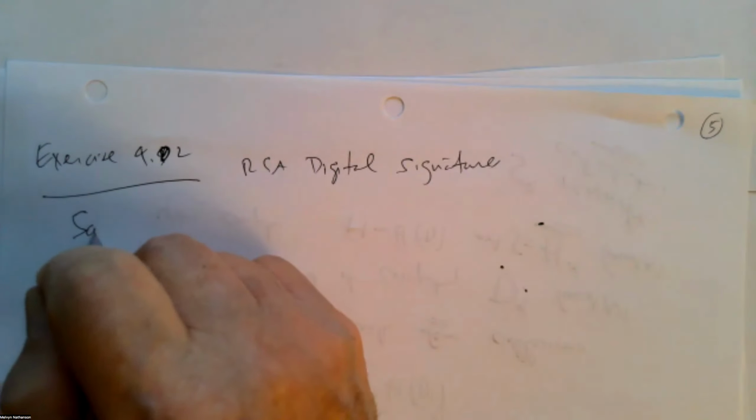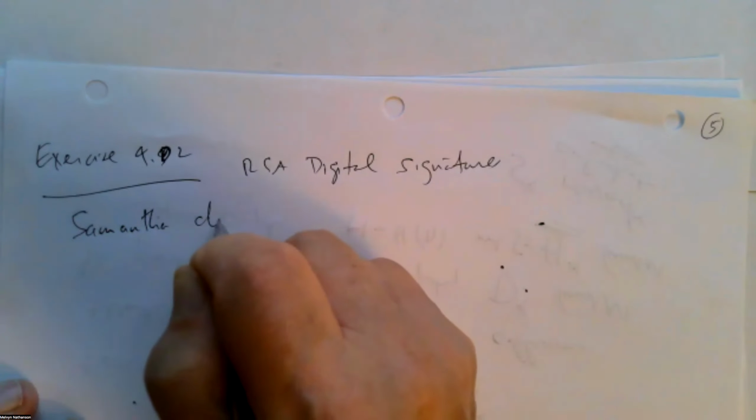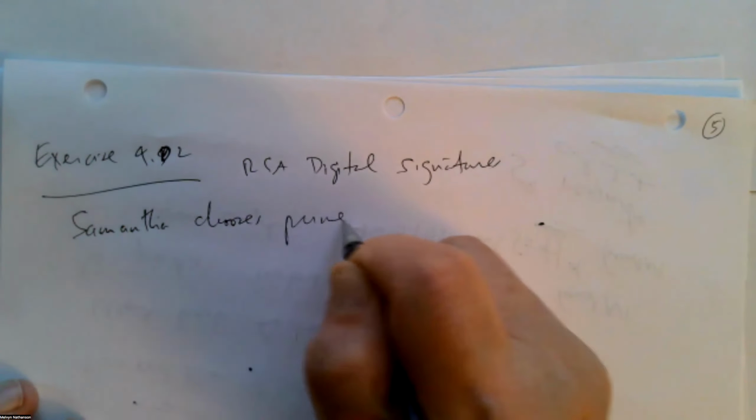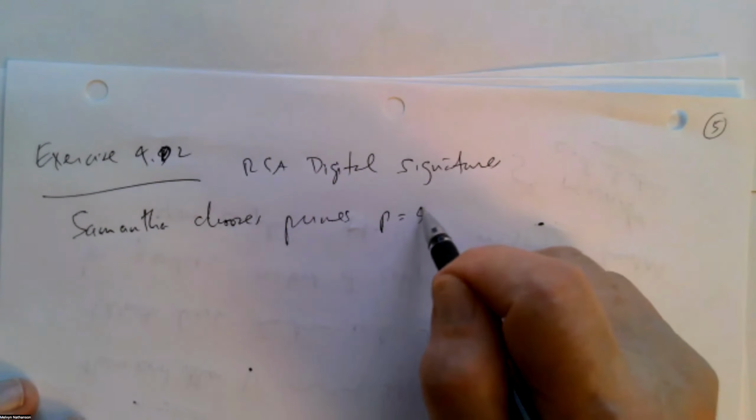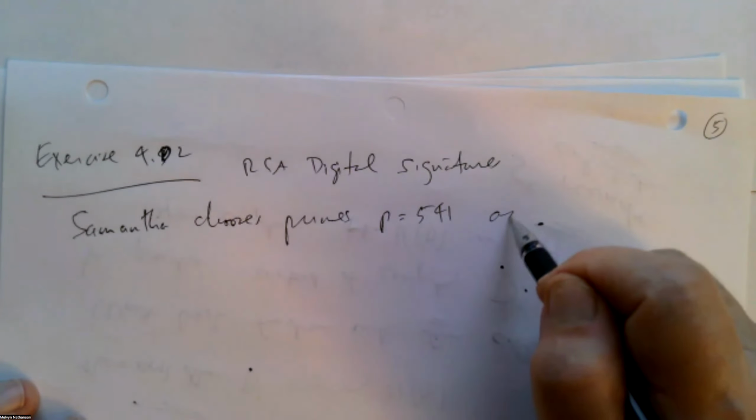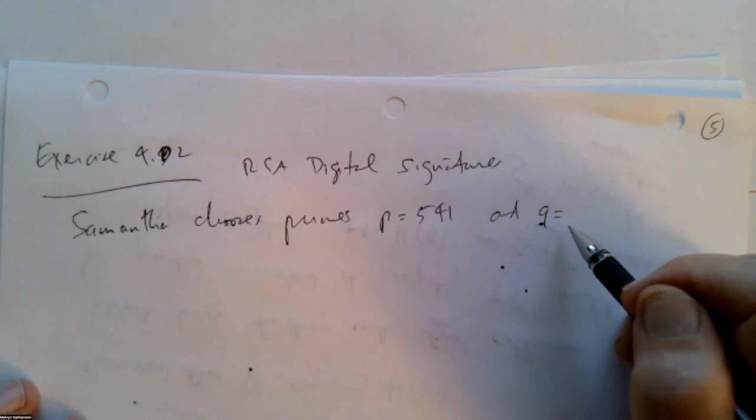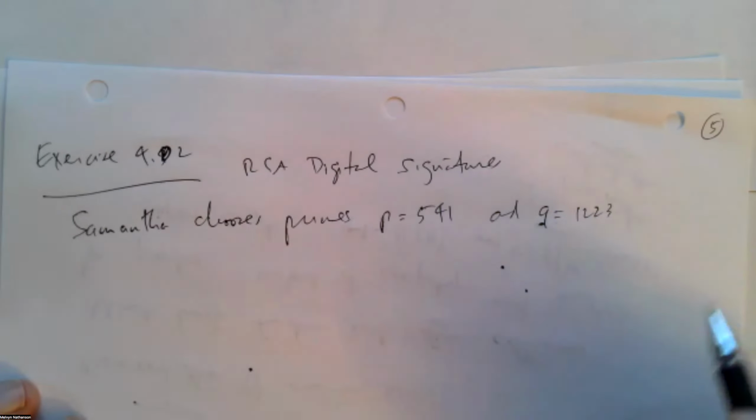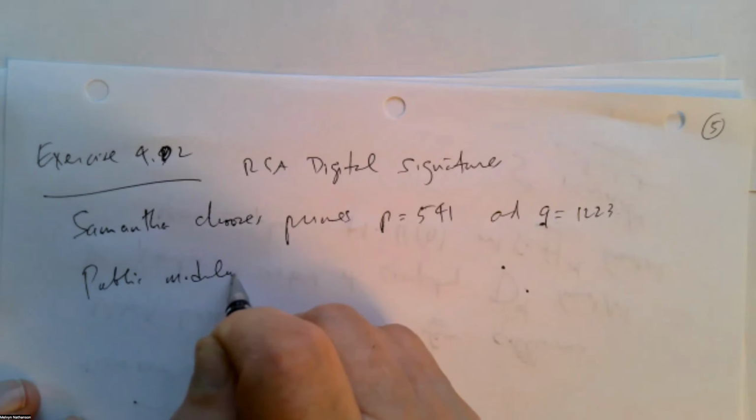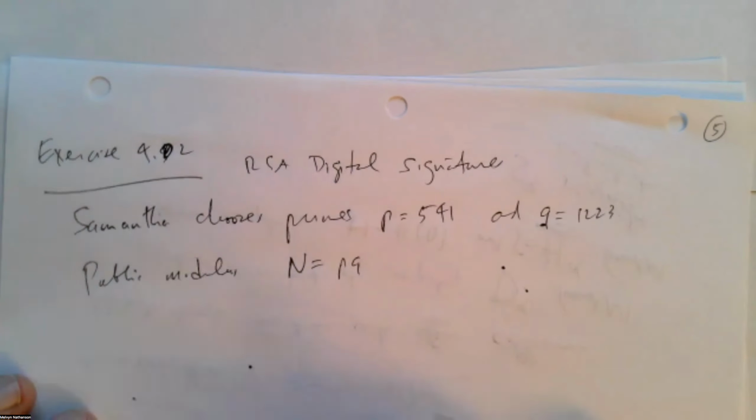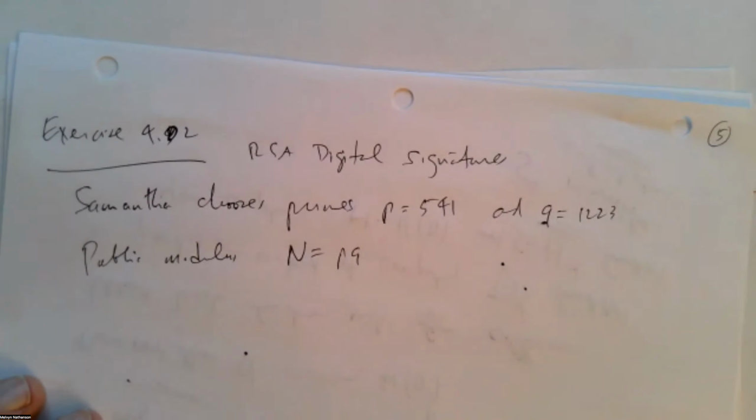So Samantha chooses primes P equal 541 and Q equals 1223. Her public modulus is N equal P times Q. So I could use a calculator, but I'm just going to use Maple because I like Maple a lot.